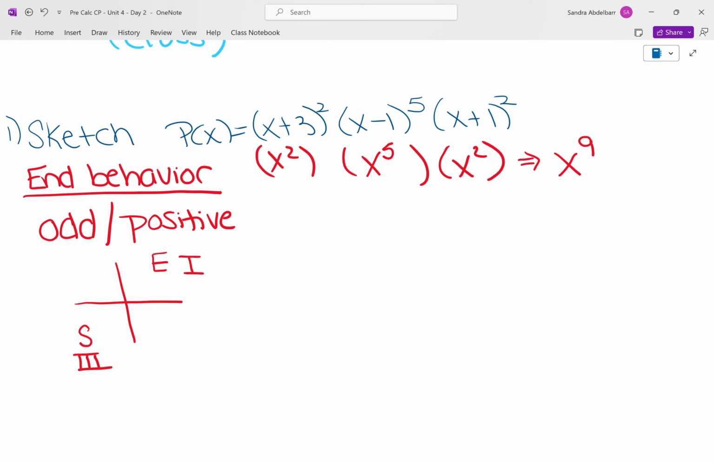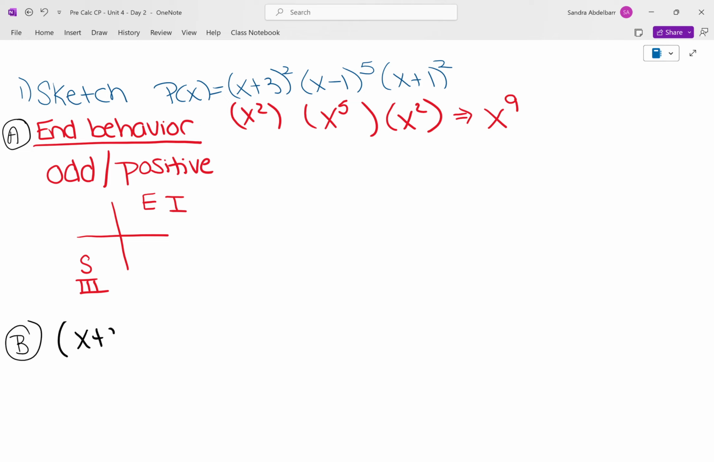Okay, so now we know the end behavior. We know where we're starting. We know where we're ending. Now we have to figure out what's going on in the middle. So what's going on in the middle? What you want to do is look at the zeros. So you're going to take your polynomial. Part A was our end behavior. Part B is looking at the zeros.